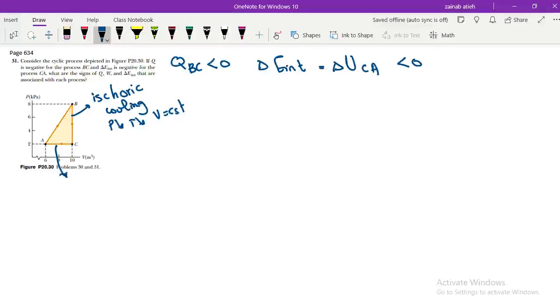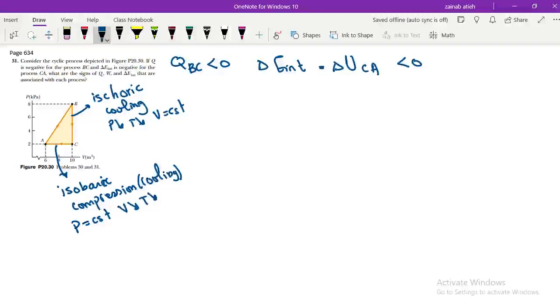Down here, the process CA is an isobaric compression. Why is it called a compression? Because as you can see, the volume is decreasing. So in this process, the pressure will be constant and the volume will be decreasing, and so the temperature will be decreasing. So it can also be called isobaric cooling. So it's the same as cooling. Okay, this is the given.